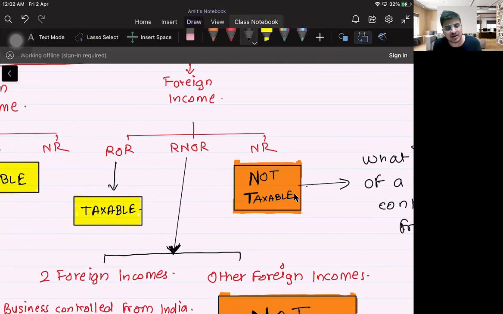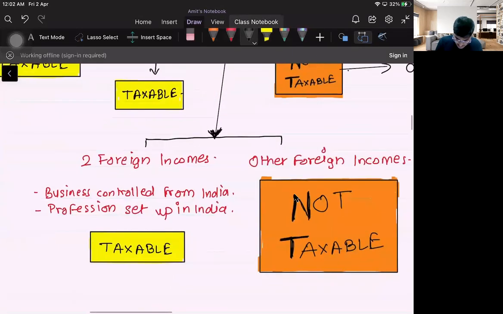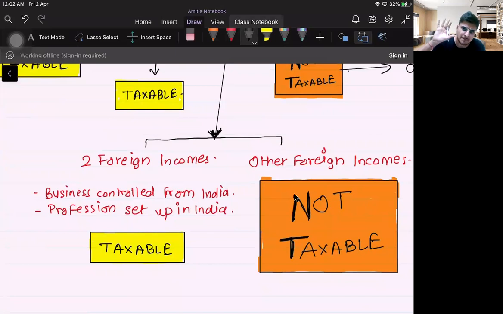So sir, which are these foreign incomes on which RNOR will have to pay tax? The first one is a business outside India. It is accrued outside India, it is received outside India, that's why it is a foreign income. But such business is controlled from India. That's why whatever income that business is earning outside India, on that income, RNOR will have to pay tax in India.